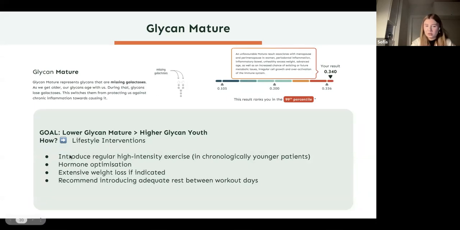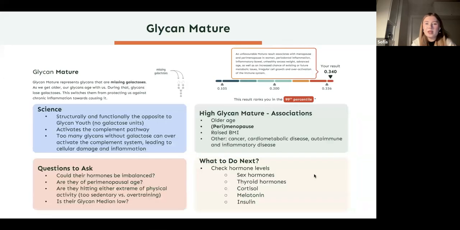So what we would do in terms of lifestyle, we would introduce regular high-intensity exercise in chronologically younger patients, obviously. We would optimize their hormones. We would recommend extensive weight loss, again, only if it is indicated. And we would recommend introducing adequate rest between workout days. So all of this, we hope, will help improve the glycan mature and also the glycan youth for your patients.